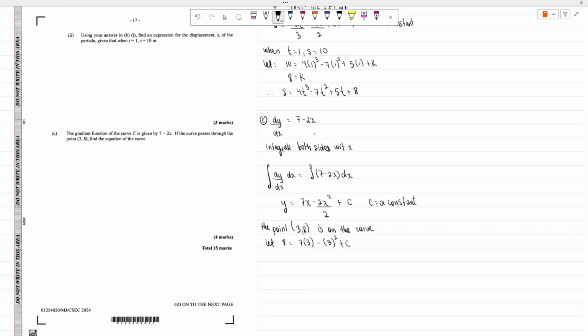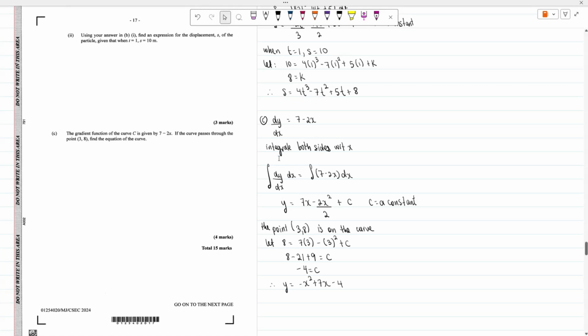Again, we can do this mentally. 8, well, we move across now. 8 take away 7 3s are 21 plus 9 is equal to c. 8 plus 9 is 17. 17 minus 21, as well: 17, 18, 19, 20, 21, minus 4. Therefore, y is equal to minus x squared plus 7x minus 4.